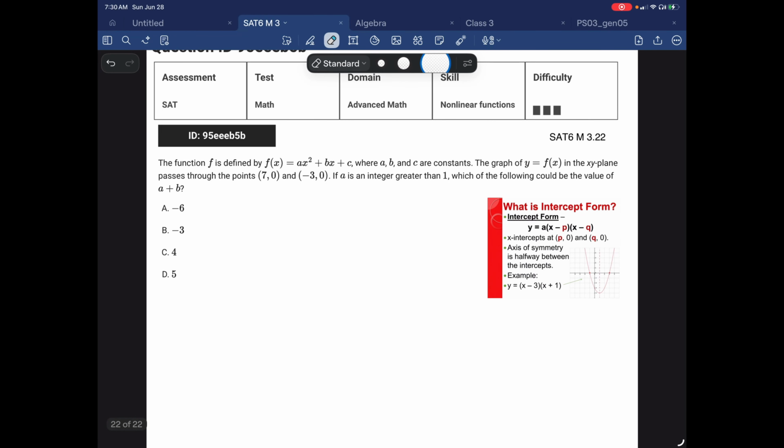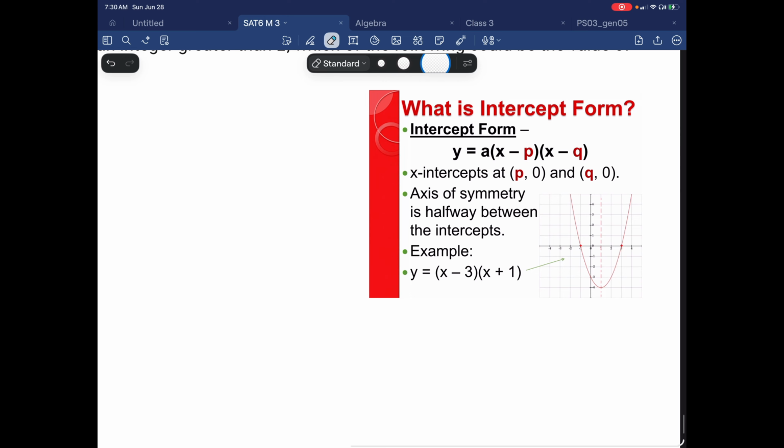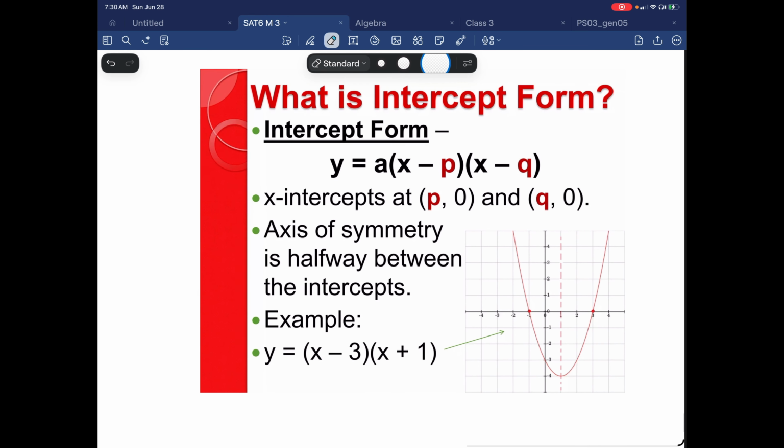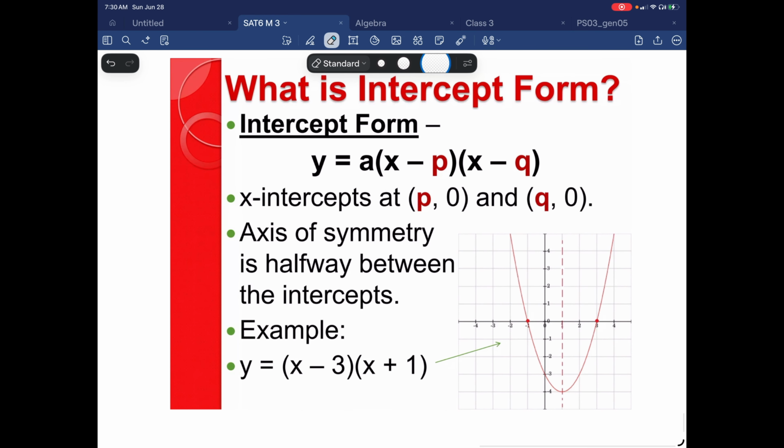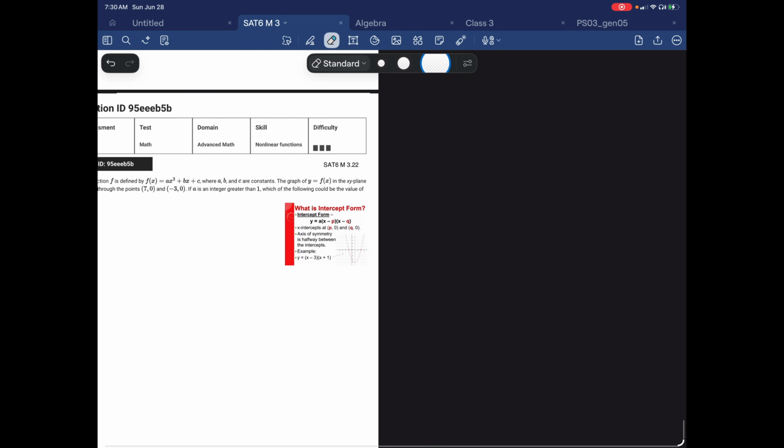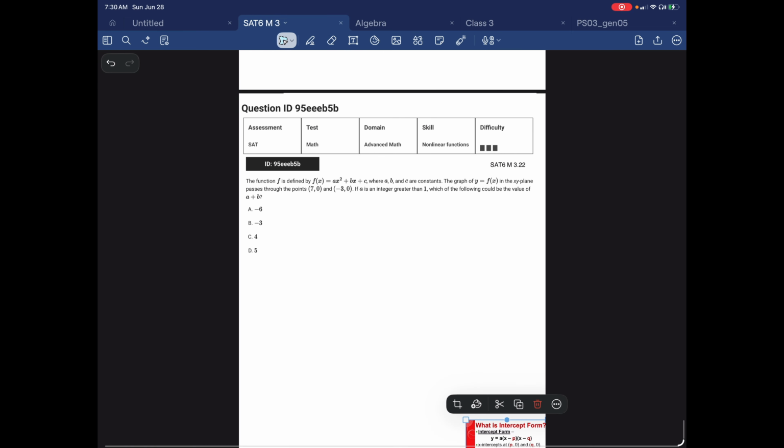Alright, so this is the last question in the hard module. To be successful on this question, you need to know intercept form of a quadratic, which is given here, and p and q are the intercepts. So we're going to use this idea when we're solving this problem. Okay.